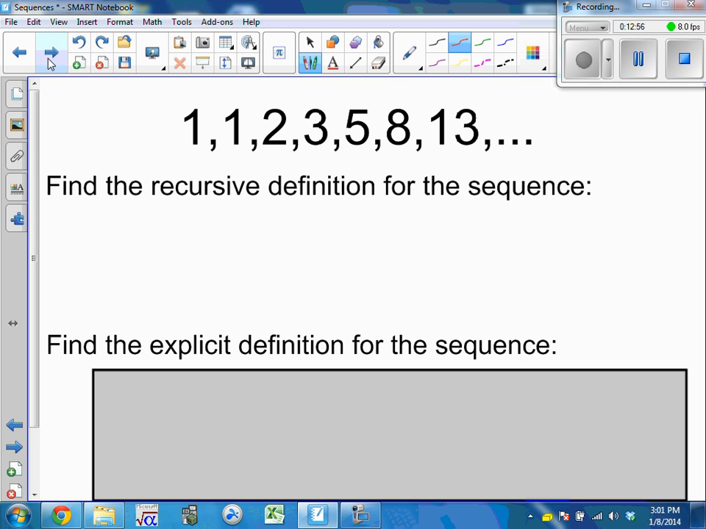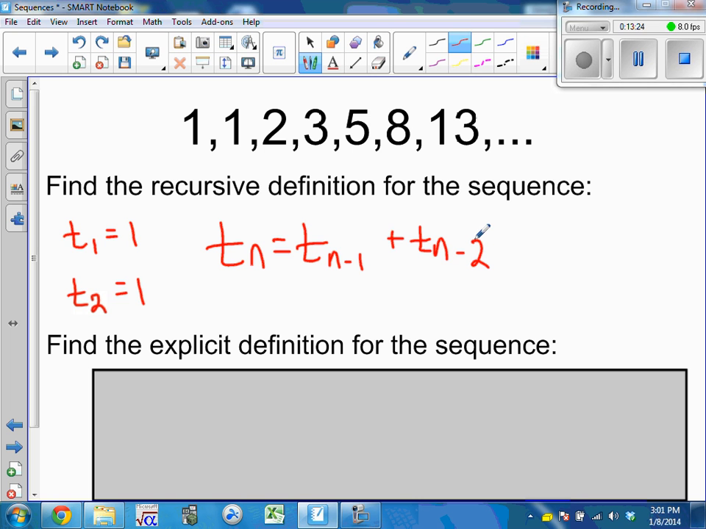Now we looked at the one sequence earlier which was Fibonacci's. And Fibonacci's is 1, 1, 2, 3, a very, very famous sequence in math. And the recursive definition is you add the last two. So we have our first two terms, and then our next term is just the last term plus two terms ago.